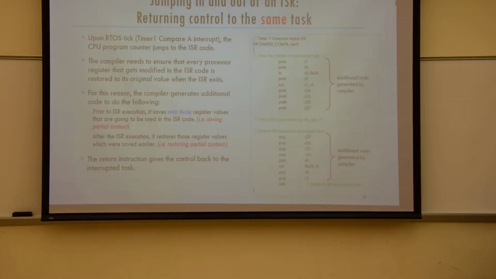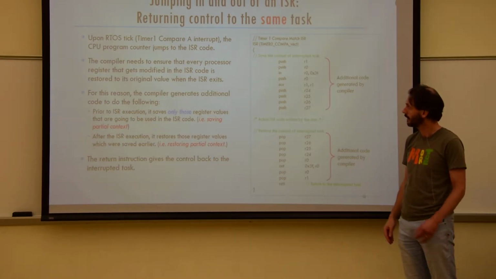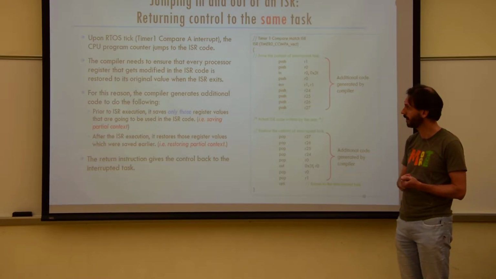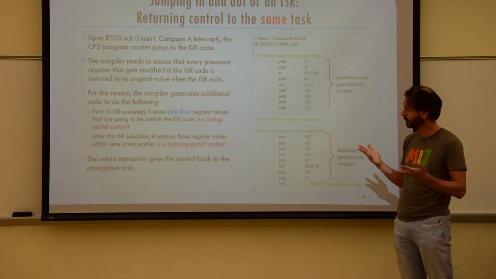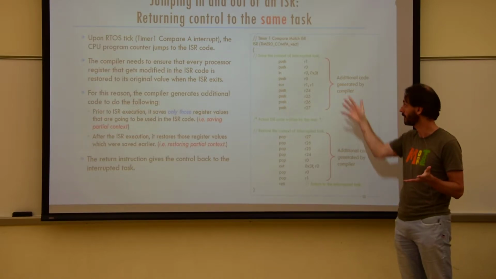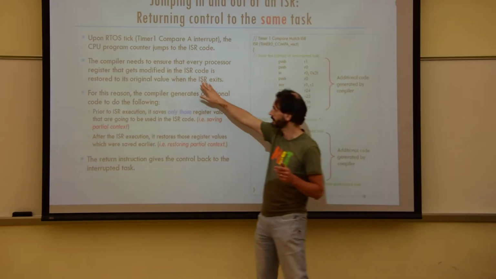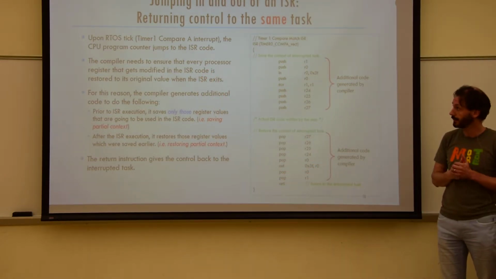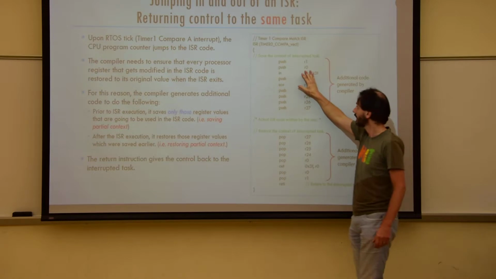Alright, so jumping in and out of an ISR, and returning control to the same task. So let's have a look at that. First of all, upon an RTOS tick, so a timer 1 compare A interrupt, that's how we will implement it. The CPU program counter jumps to the ISR code. So here we have the ISR code. And what's going on? The compiler needs to ensure that every processor register that gets modified in the ISR code is restored to its original value when the ISR exits.